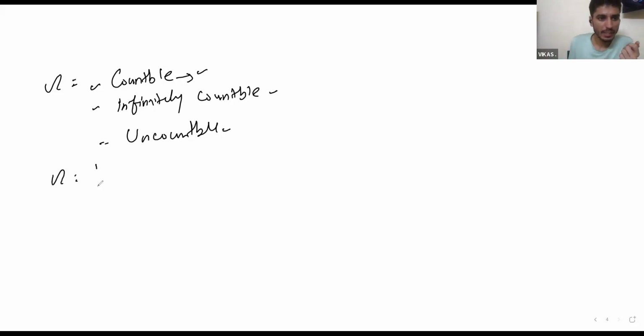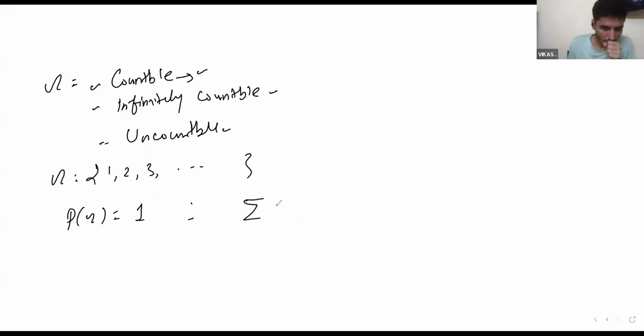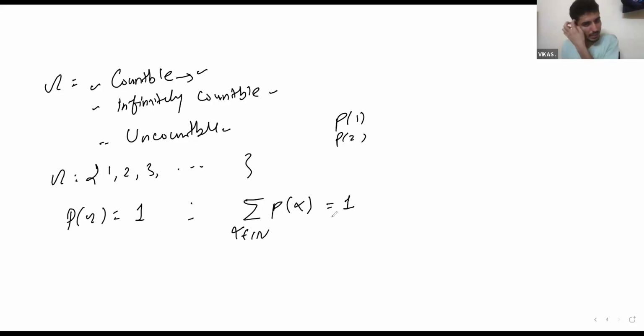Okay, if I say that omega is 1, 2, 3, 4, and so on, a set of natural numbers, and I want to assign them probability equally likely, then what will be the probability of omega? It should be one, right? And then the sum over any alpha belonging to natural numbers, probability of 1, probability of 2, and so on, should be 1 because it is covering the whole sample space, right?